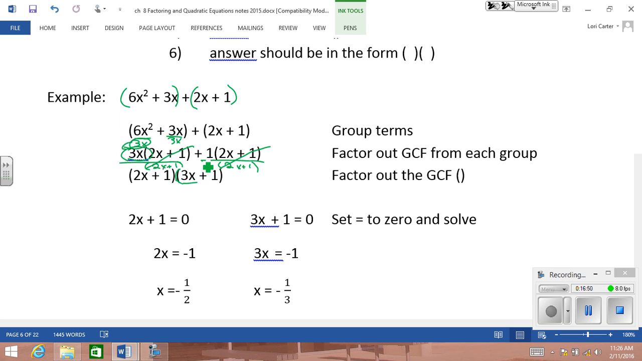Yes. How'd you get the 1 again? I'll draw it. So you want me to go back because you weren't paying attention? No, I dropped my pencil. Pick it up. 2x plus 1 cancels, what's left? 1.